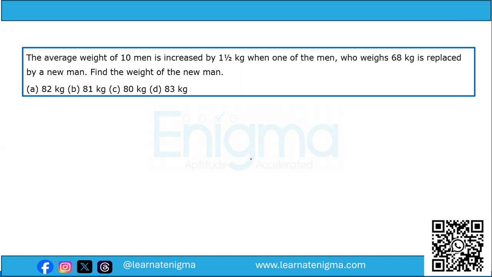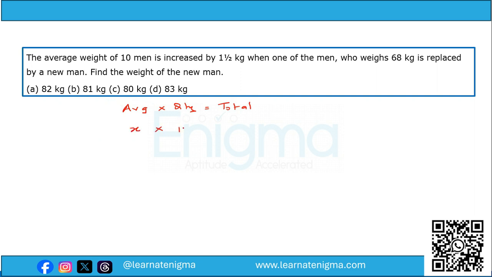The average weight of 10 men is increased by 1.5 kg when one of the men who weighs 68 kg is replaced by a new man. Now, our normal concept is average into quantity is equal to total. Now, let's assume the average weight of the original 10 men as x.